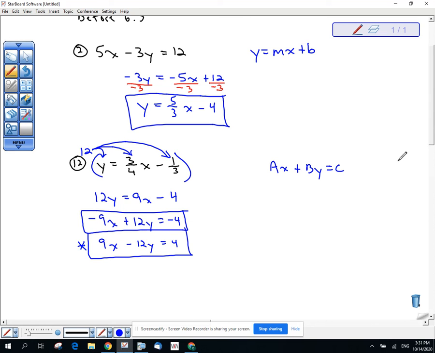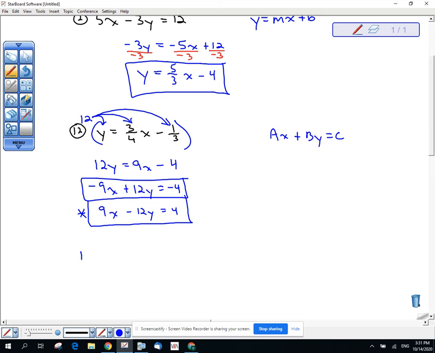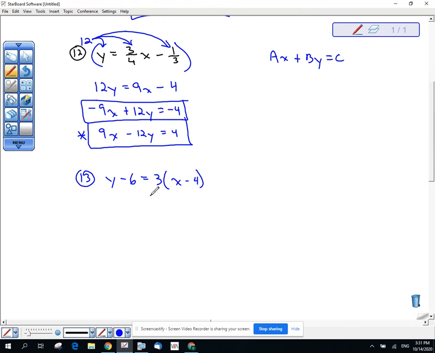Okay. Now, just before we end this, let's go ahead and do number 13 as well, so you can see one that's out of point slope form. And they want this in standard form. So obviously we want to get rid of parentheses, distribute the 3. Don't forget to distribute to the second number. Let's see, the -6 is in the wrong place. I'll add 6 to both sides.